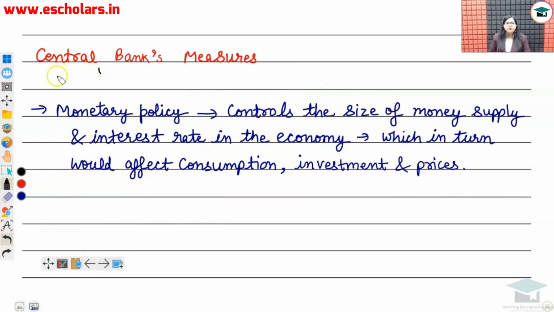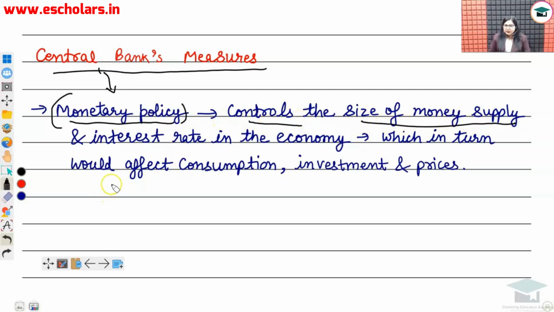Okay. Now we will talk about the central bank's measures. Now we will talk about the steps taken by the central bank in order to bring stability in the economy. So basically, the central bank uses monetary policy in order to bring stability in the economy. Now, how is the monetary policy effective in bringing stability in the economy? See students, through monetary policy, the central bank basically controls the size of money supply in the economy, and also controls the interest rate in the economy. Okay, which in turn will bring stability in consumption, investment, and prices in the economy.